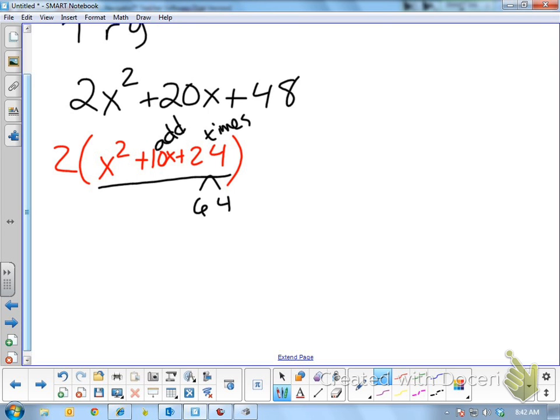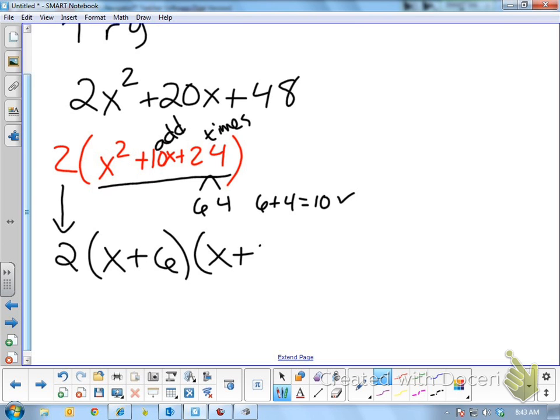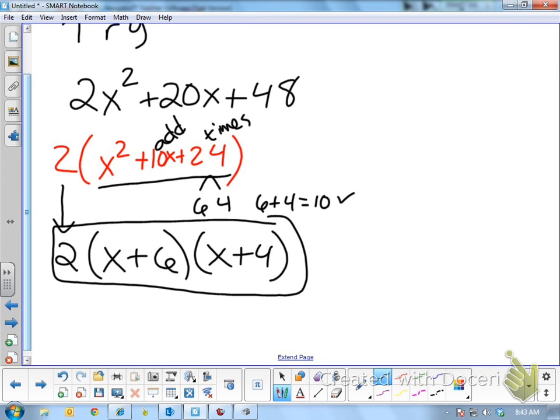You may have started with 8 and 3, but what is 8 plus 3? 11, not 10. So because 6 plus 4 is 10, this checks out. That's the correct answer. So we still have this 2 out front. We leave 2. And then we found our 2 factors, x plus 6, x plus 4. So after you find your greatest common factor, you can sometimes factor further.